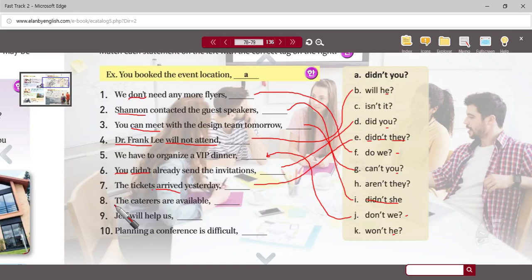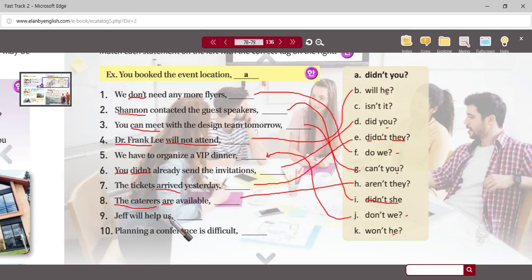8, here's another they subject. In this case, it's people, the caterers, okay, the people who have a catering company. The caterers are available. It's a be verb, okay, and it's positive. So we need a be verb that's negative. Aren't they? Are not they? So the caterers are available, aren't they? The answer is H.